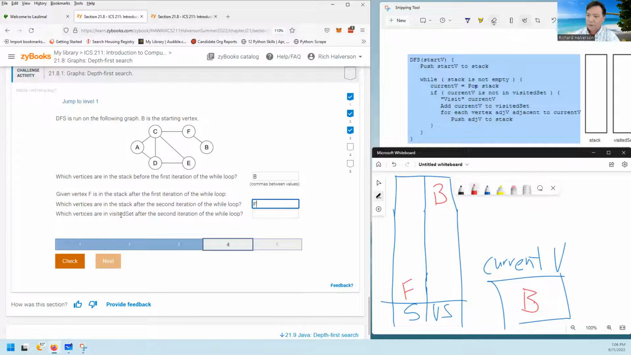They're going to make this super easy for me. What are the vertices in the visited set after the first iteration of the while loop? F gets replaced with what's adjacent to F, and that's C. So the second iteration of the while loop takes F, gets rid of that, puts F there, puts F here, and replaces it with what's next to F, which is C. So C gets put there.